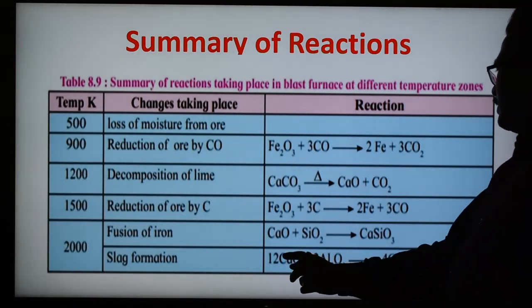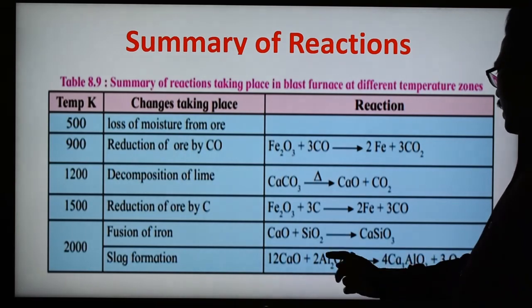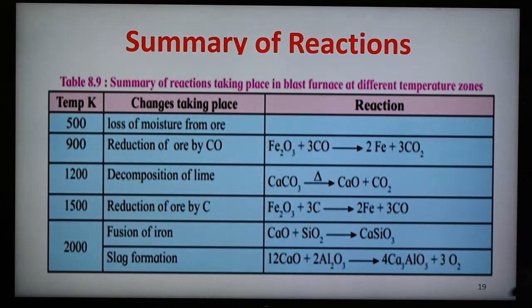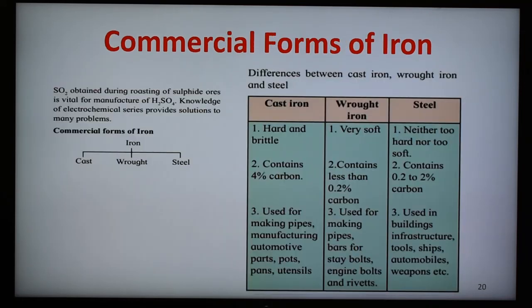The alumina reacts with the calcium oxide, so both the silica and alumina present in it form the slag and can be removed. So we get the metal oxide ore into impure metal, and after refining we get the pure metal finally.